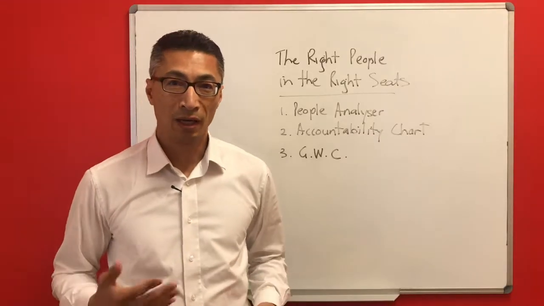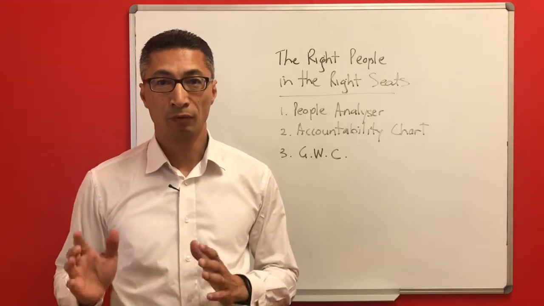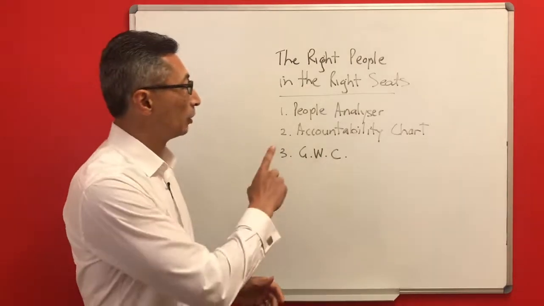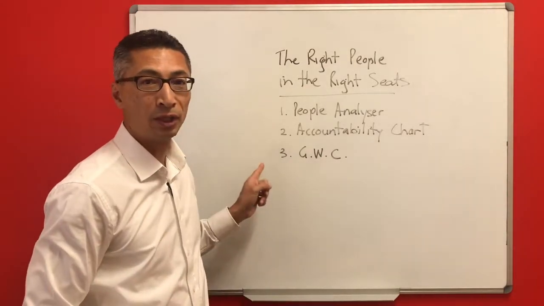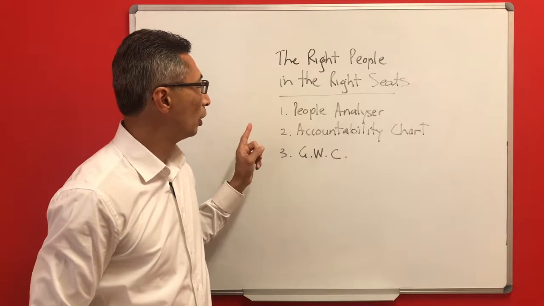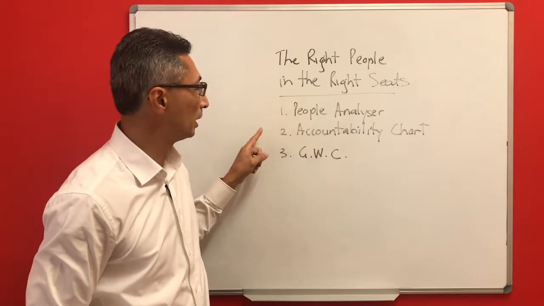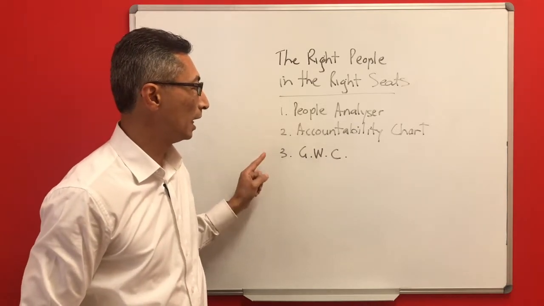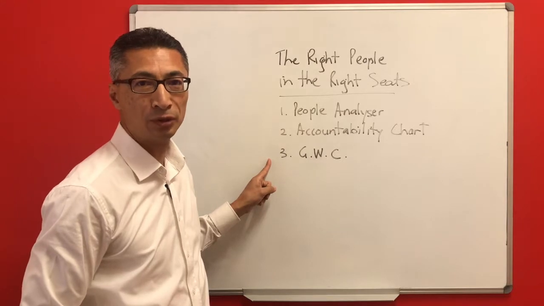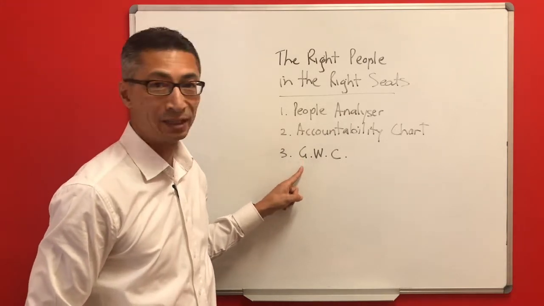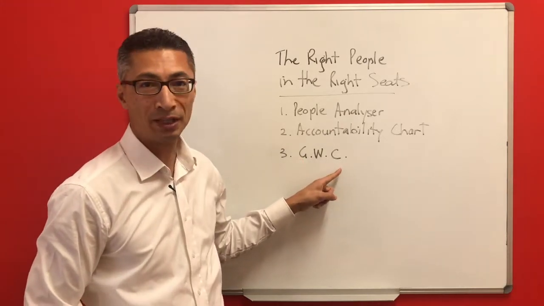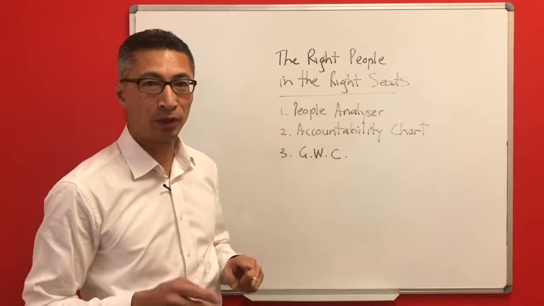All right, so in my last video, I talked about getting the right people in the right seats, and I mentioned these three tools that we can use. I didn't really cover the People Analyser. I mainly covered the accountability chart and this whole concept of GWC, which is making sure that they get it, want it, and they've got the capacity to do it. So today I really want to cover off the first one.